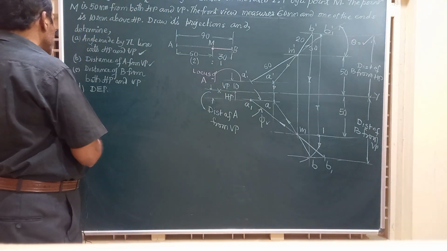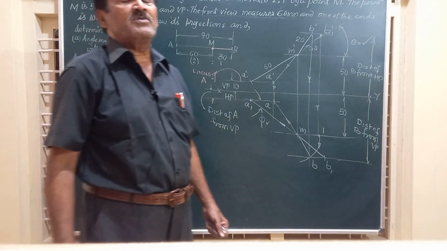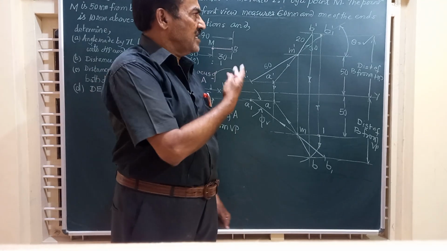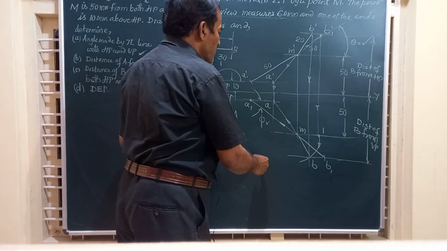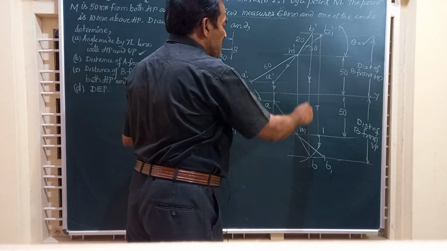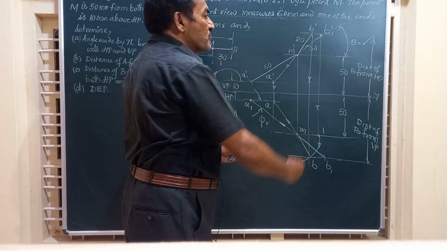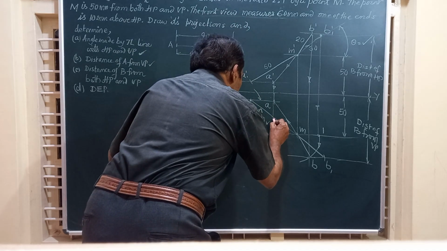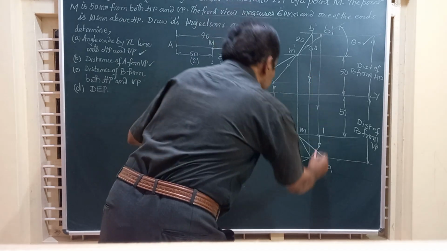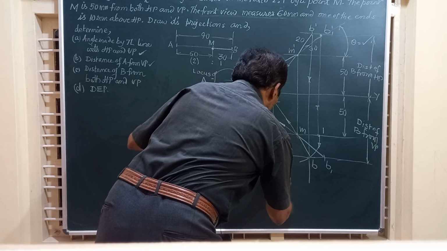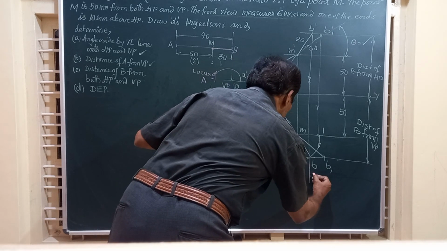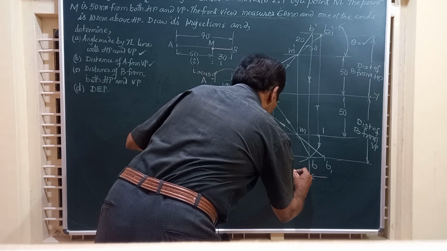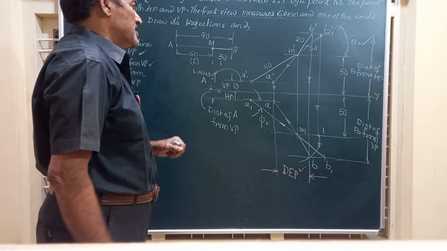Finally, you have also been asked to find out DEP. What's the meaning of DEP? DEP means distance between end projectors. In this problem, A dash A is one end projector and B dash B is the other end projector, and these two projectors are parallel to each other. Now I extend this A dash A downward. Similarly, B dash B also downward, and find out the distance between these two parallel lines, that is called DEP. So DEP can be found out.